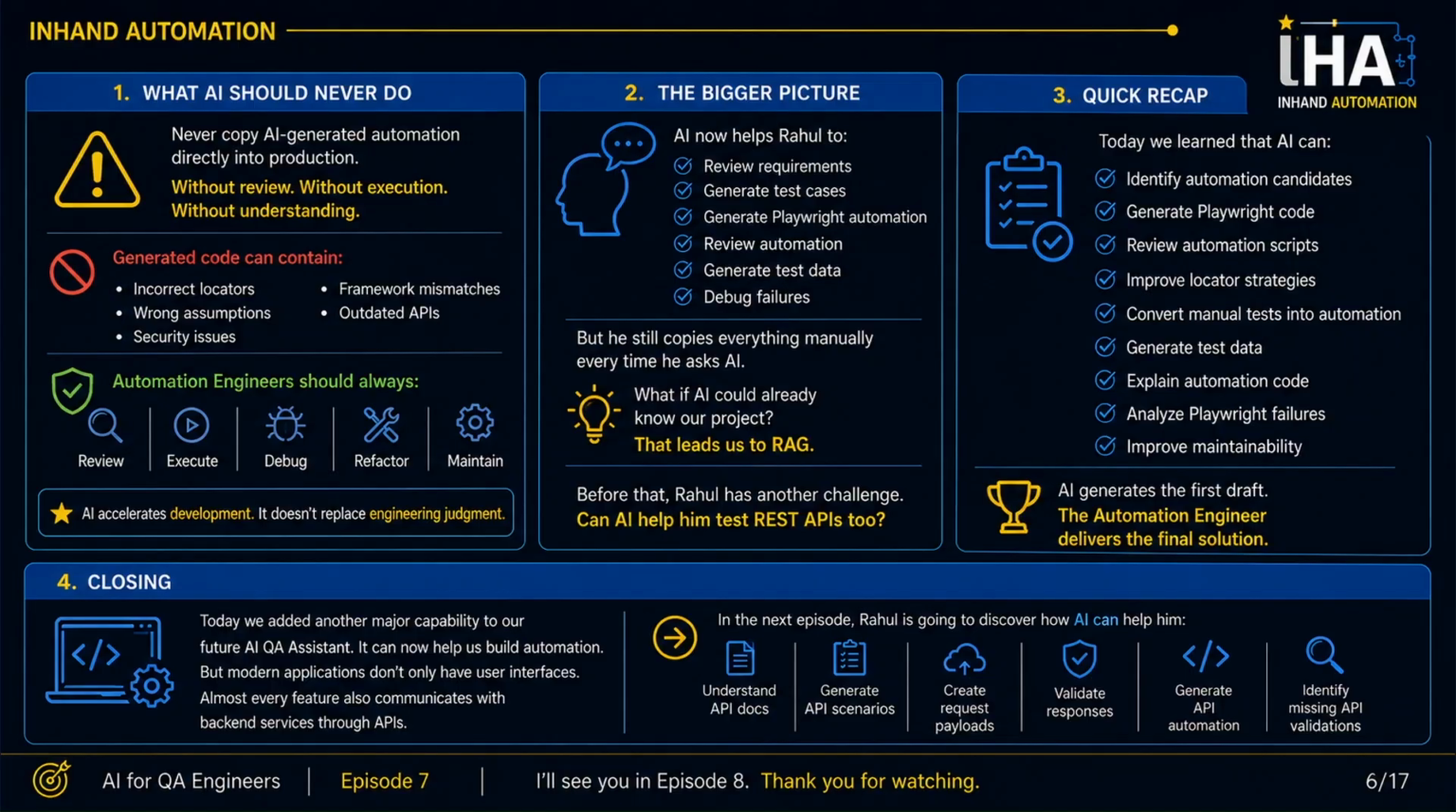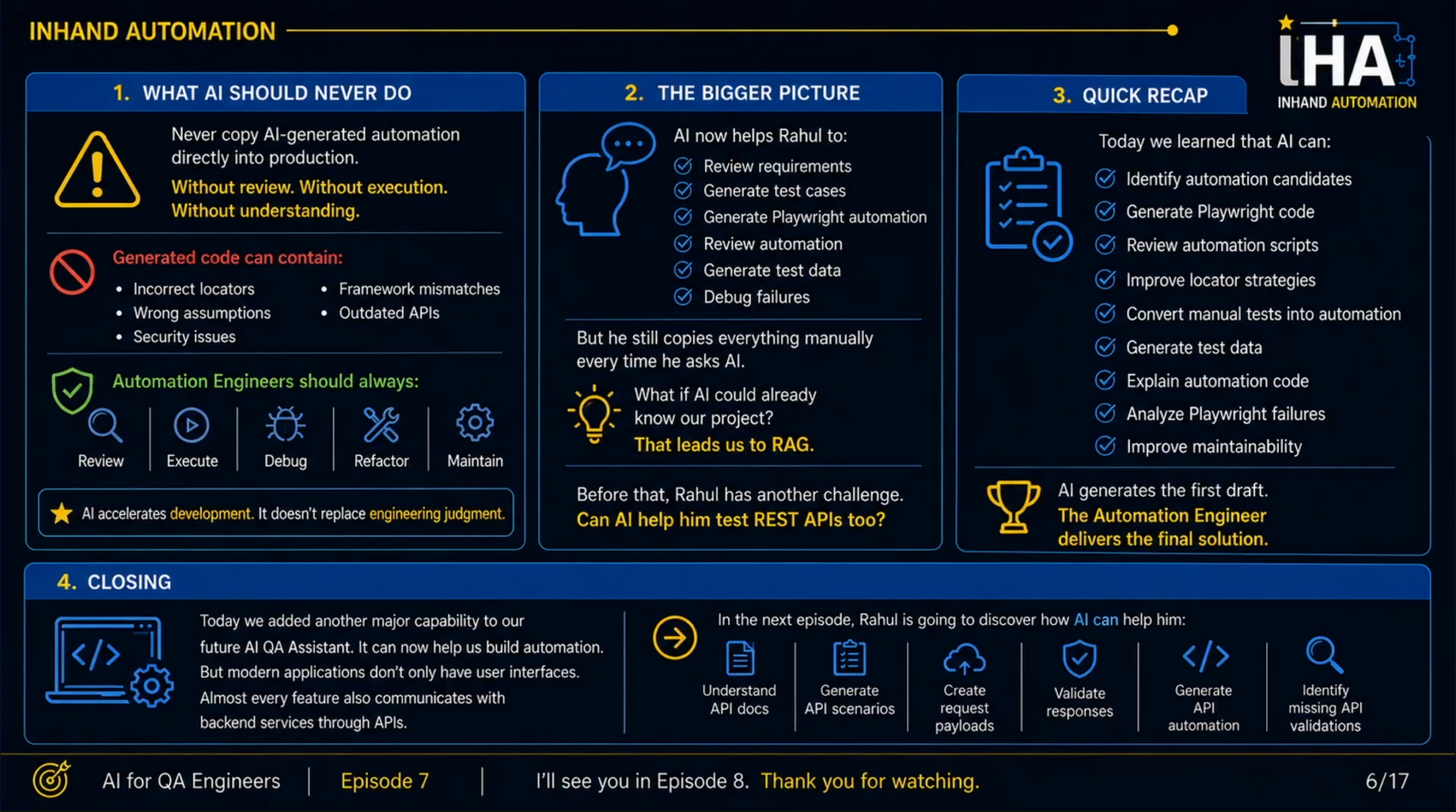But if you are using it in different places like a production environment, you may be facing a lot of other challenges, and maybe it will be very dangerous for you. So don't simply copy paste. First check, get the explanation, review it, and then only use it, right? So automation engineers should always review, execute, debug, refactor, maintain. AI is there to accelerate the development. It does not replace the engineering judgment.